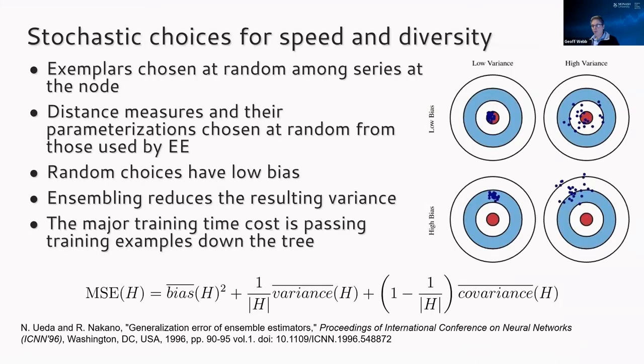Now, this leaves us the problem of how do we choose the exemplars, how do we choose the distance measures, and how do we choose the parameterizations of those distance measures? And our choice is to do all of that at random. Why do it at random? Well, first of all, it's fast, and one of the things we want to do is to be fast. Another reason is because random choices have low bias.